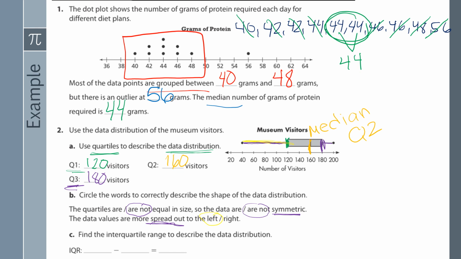Then it says find the interquartile range to describe the data distribution. The interquartile range, remember, is quartile 3 minus quartile 1. So we have 180 minus 120, and that gives us 60. So 50% of the data is between 60 visitors is what this is talking about. Okay, so that is it, guys.